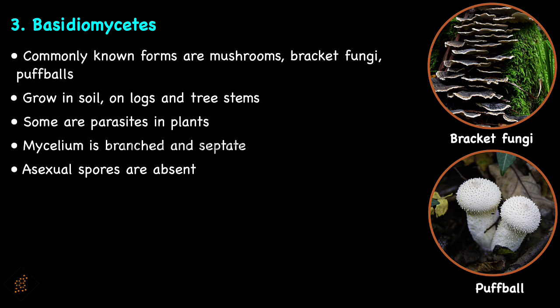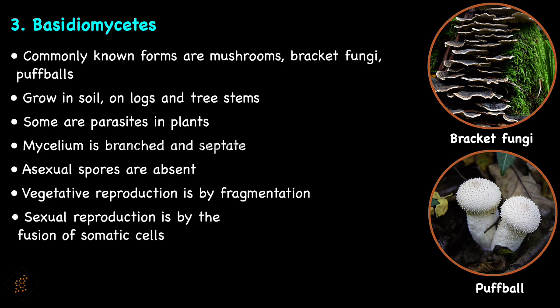Asexual spores are generally not found in Basidiomycetes, but vegetative reproduction by fragmentation can happen. That means a part can break off from the hyphae and can be grown into a new individual or a new mycelium. The sex organs are absent in Basidiomycetes, but sexual reproduction takes place by the fusion of two somatic cells. Somatic cells are nothing but ordinary cells other than sex cells. So, sexual reproduction happens by the fusion of somatic cells in Basidiomycetes.